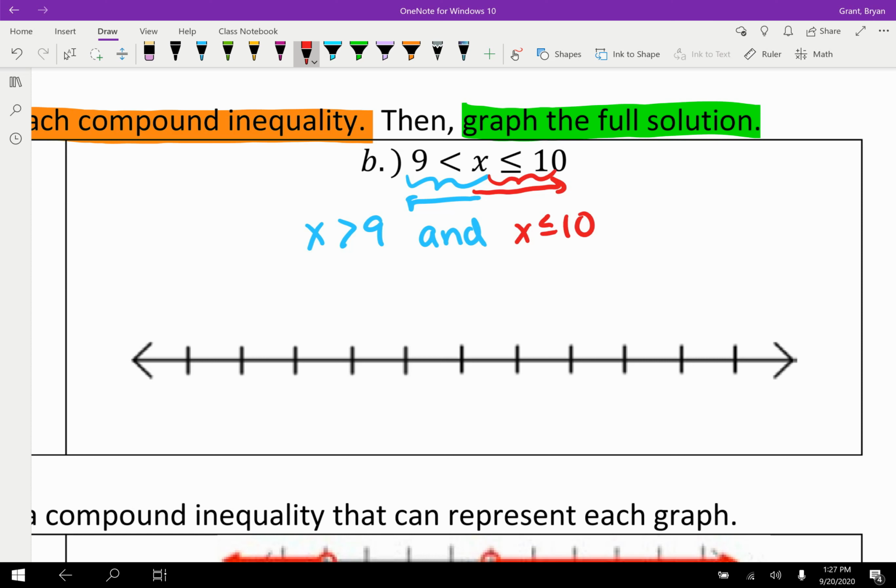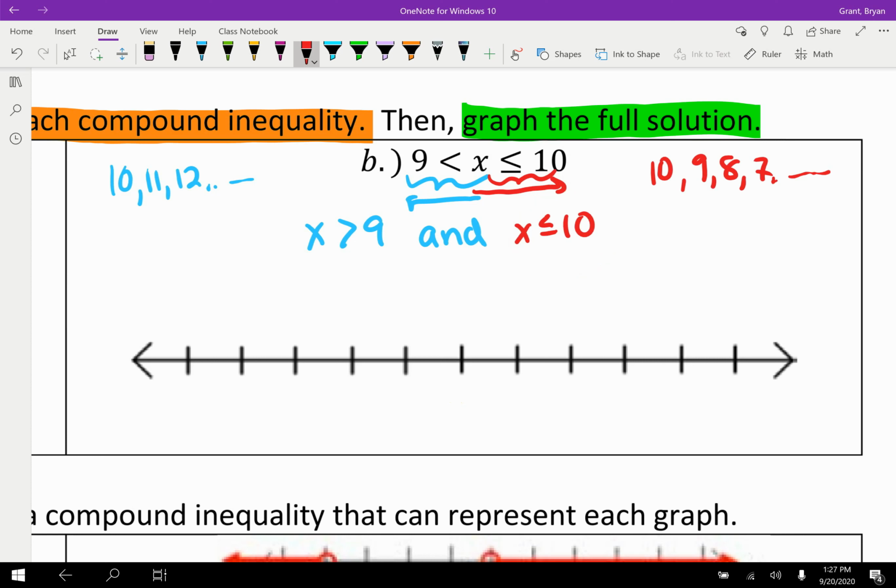An and means both of these statements have to be true, or meant only one of them. This one means both. So both statements have to be true. Well, let's just try to write out a few numbers for each statement first. Let's start with x being greater than 9. What are numbers greater than 9? Well, 10, 11, 12, and so on and so forth, right? What are x's that can be less than or equal to 10? Well, we can be equal to 10, so that would work, but then less than means smaller. And so we'd go this way.